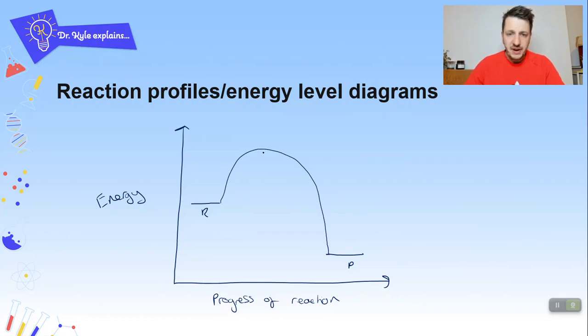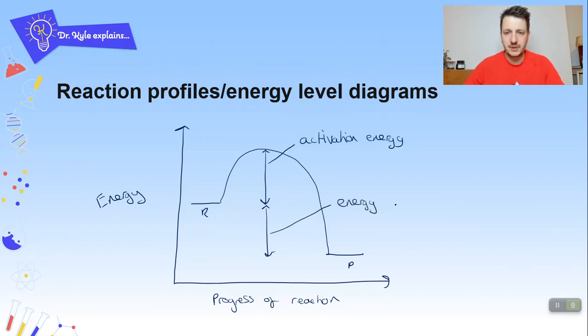Now, from the very top of this to the reactants, that's there, this is called your activation energy. And then from the bottom of that arrow down to there, that's the product line. That is called your energy change or your energy difference.